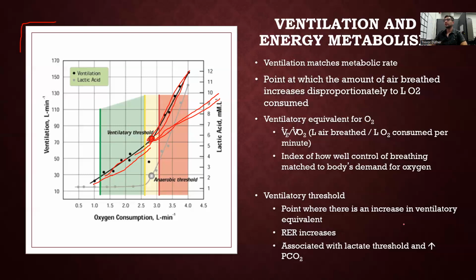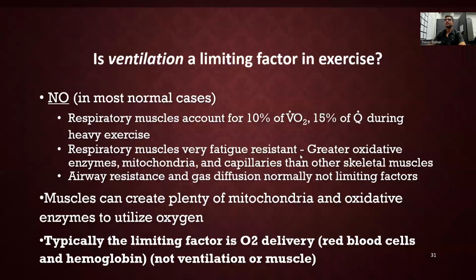So at the ventilatory threshold, there's an increase in ventilatory equivalent. What we talked about, RER increases. It's associated with lactate threshold and partial pressure of carbon dioxide, which makes sense. As acidosis increases, ventilation increases because you're working harder. If you're working harder, you're producing more acidosis, you're ventilating more. At some point, you get to your ventilatory threshold, where you're ventilating even more rapidly than your oxygen consumption requires, to mitigate the acidosis by breathing out carbon dioxide.